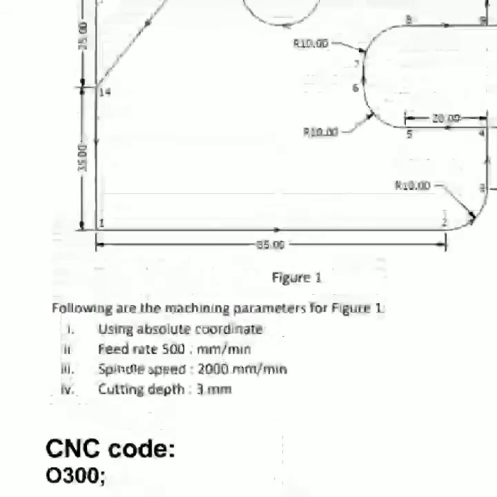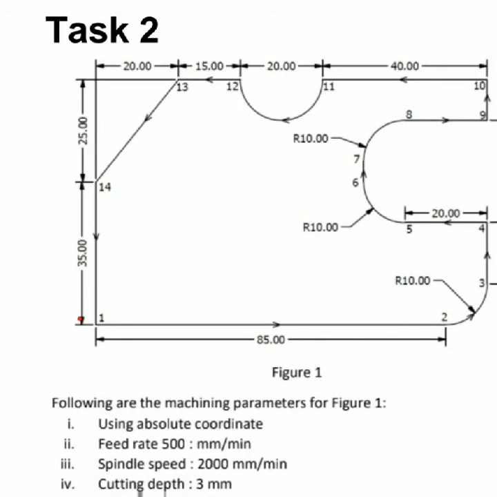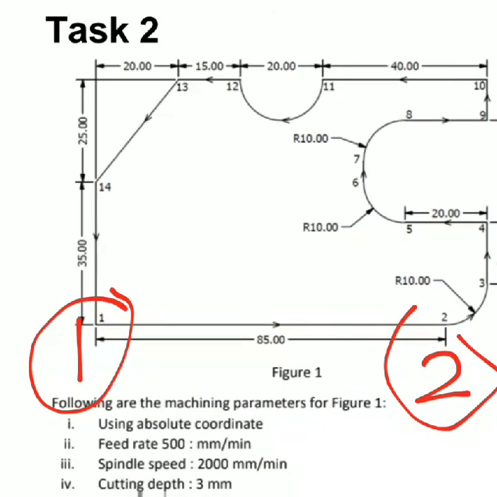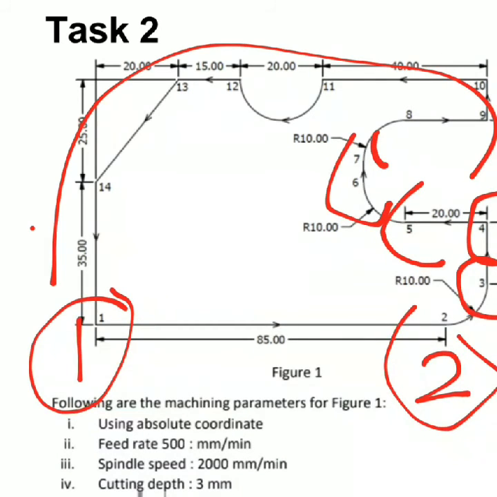If you look at the picture, this is point 1, this is point 2, point 3, point 4, point 5, point 6, point 7, and so on. This is the movement of the point, which will make this figure.